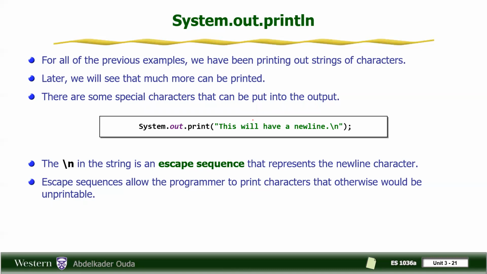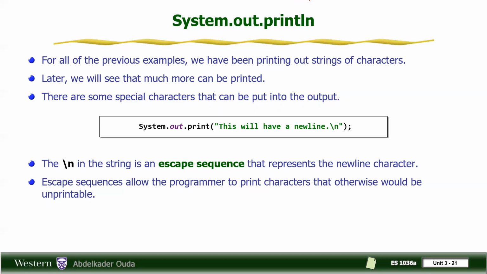For all previous examples, we have been printing out strings of characters. Later, we'll see that much more can be printed. There are some special characters that can be put onto the output. Even if I use a print, I can make it a print line by adding a \n. \n means a new line. So the output of this will be the same as a print line.